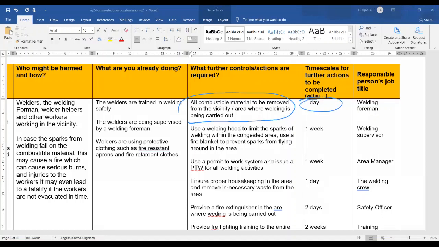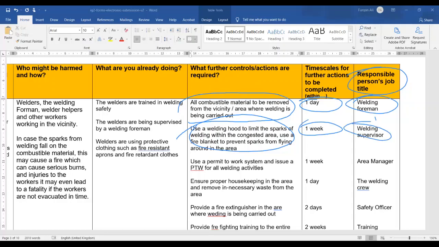Okay, and also then you need to mention the responsible person's job title. So who is going to carry out this action? In this case, who is going to make sure that the combustible material is removed? The welding foreman will do that. Then is using a welding hood. It will take 1 week to procure a welding hood because it's not available in the store. So we put 1 week over here. Who will do this? Welding supervisor.